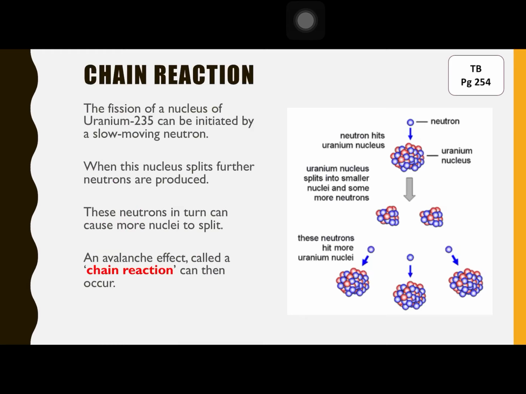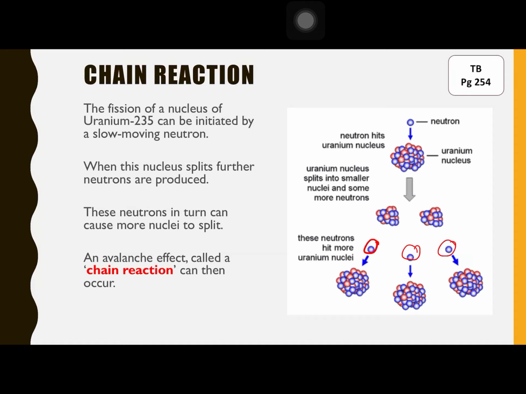Okay, let's move on to chain reaction. So just now we talked about one reaction where one neutron collides with a uranium nucleus. Remember we said that no matter what, during fission, there'll be lots of neutrons produced, right? Now, each of these neutrons that were produced can cause more uranium nuclei to split. And this avalanche effect is called the chain reaction.